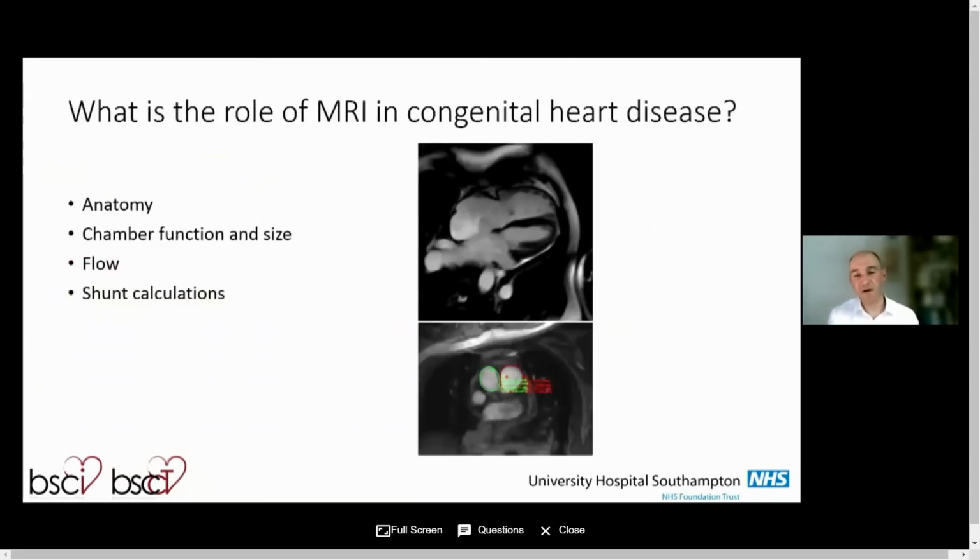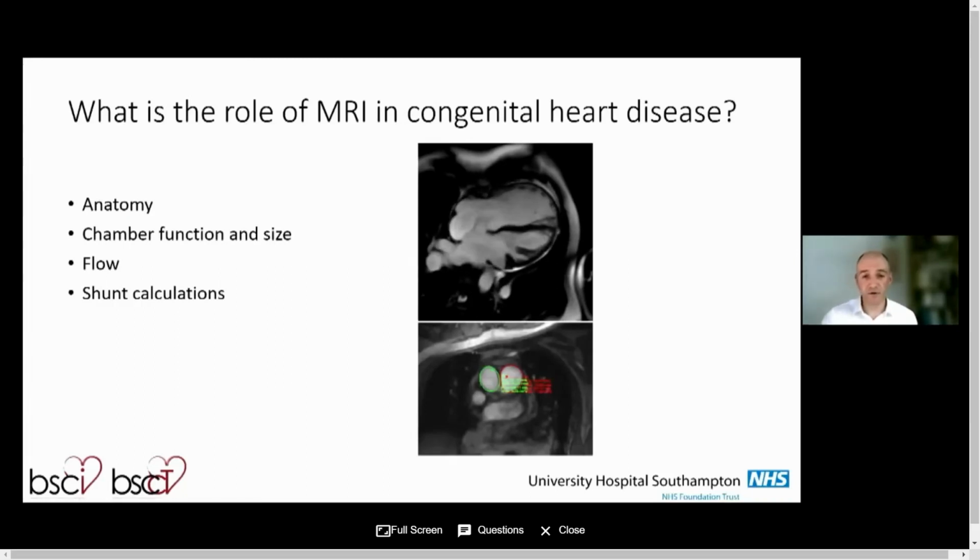So finally, I just want to touch on the role of MRI in congenital heart disease. Clearly, it's not possible to talk about the whole of congenital heart disease, but as a basic principle, the benefit that MR offers us is the ability to evaluate not only anatomy and chamber size and function, but we can also assess flow. And that allows us to look at shunt calculations.